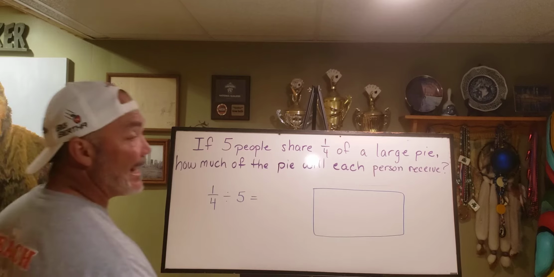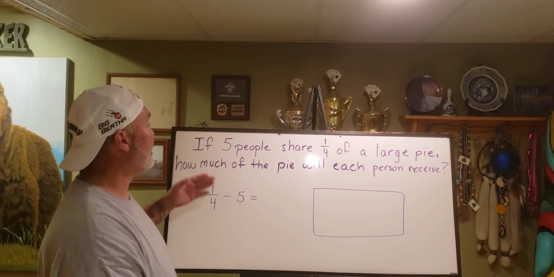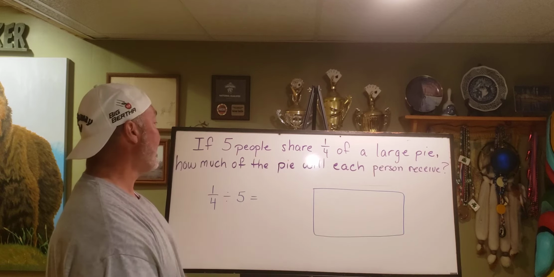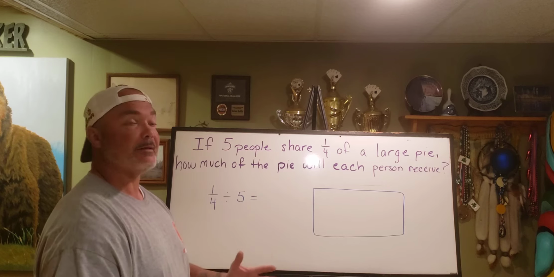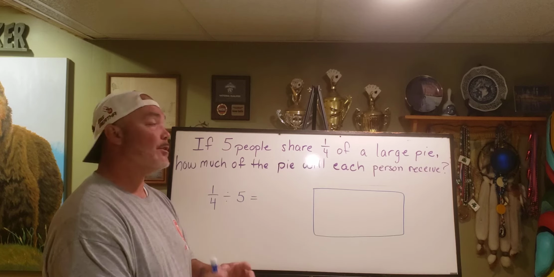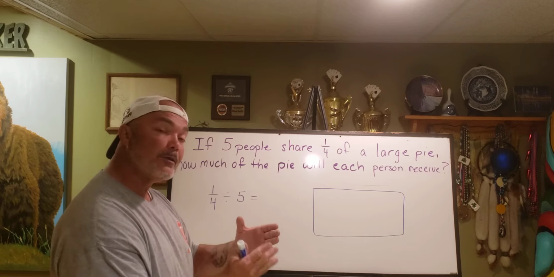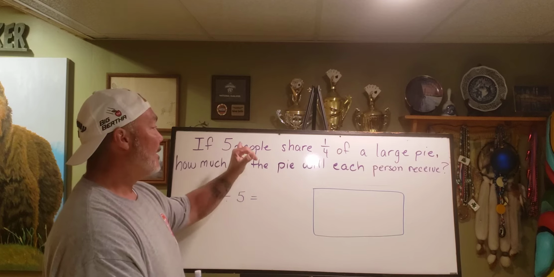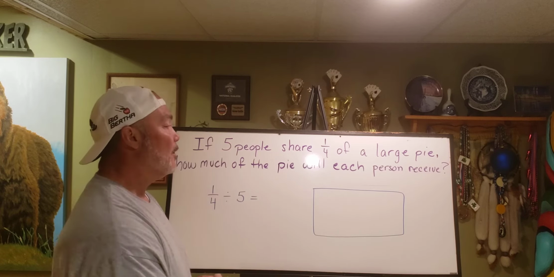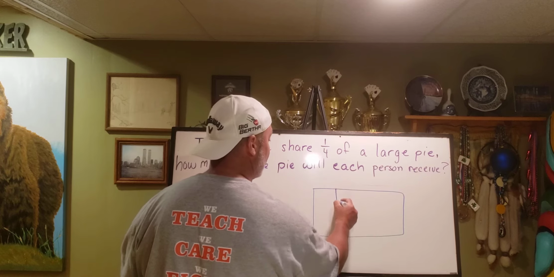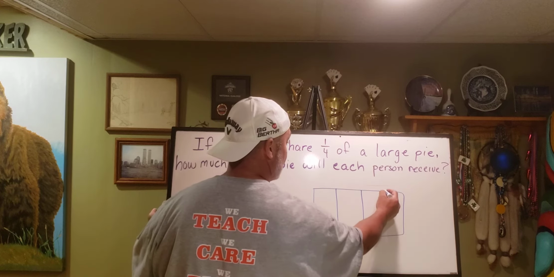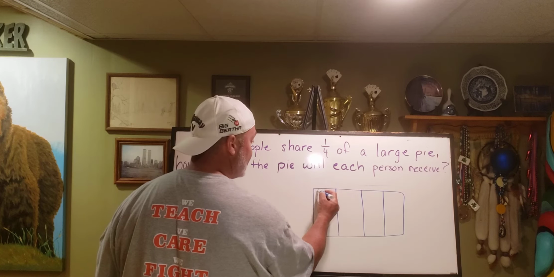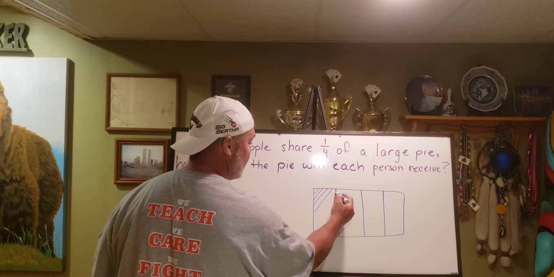Okay, so we're back with a second video or a second clip. This one states, if 5 people share 1/4 of a large pie, how much of the pie will each person receive? Well, here we're changing it up in the sense that 1/4 is my total. That's all I have. So I have 1/4 being cut or shared between 5 people. So if I were to take a model and turn it into fourths, each one of these represents 1/4. So I'm going to shade in this portion.